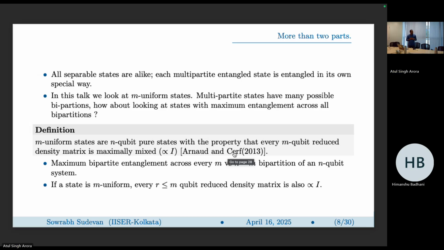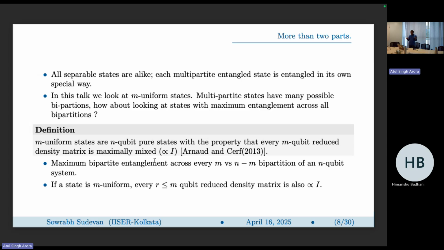So, and some other interesting things. Now the basic idea is that these states have maximum bipartite entanglement, like I said, you have a clear definition of bipartite entanglement. For multipartite, you just think of it as many bipartitions, and you maximize the entanglement for every such bipartition. So an m-uniform state has maximum entanglement across every m versus n minus m bipartition of an n-qubit system.